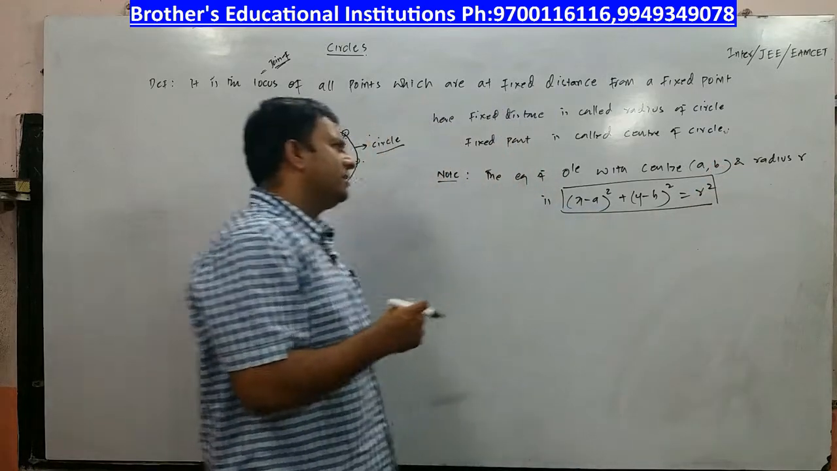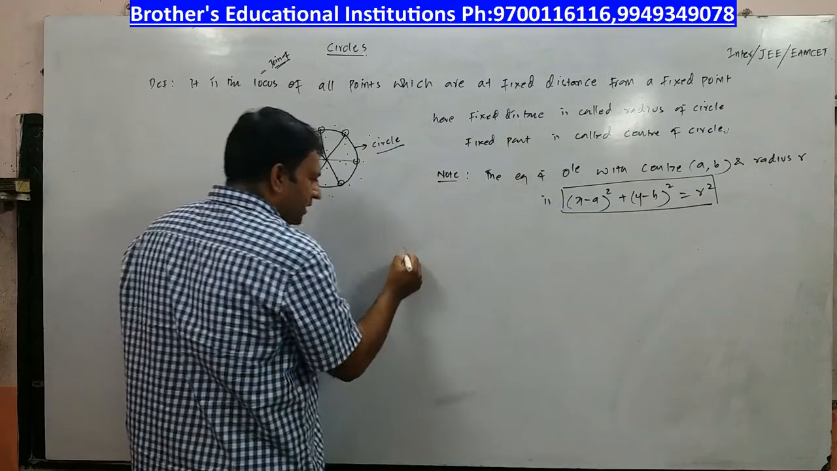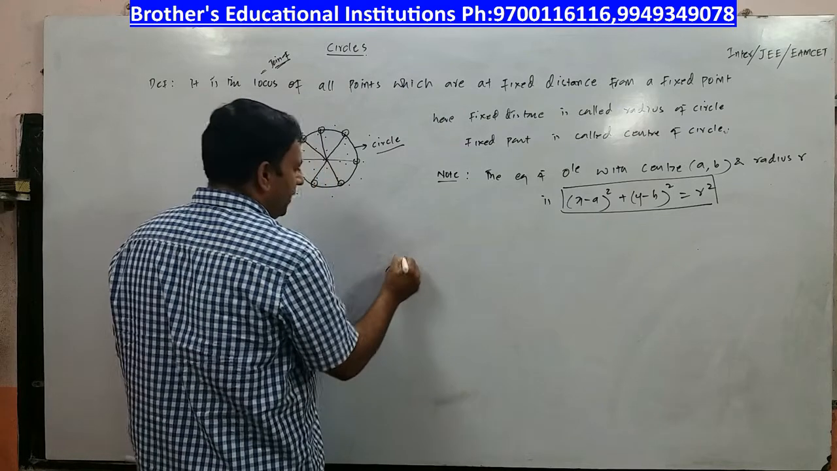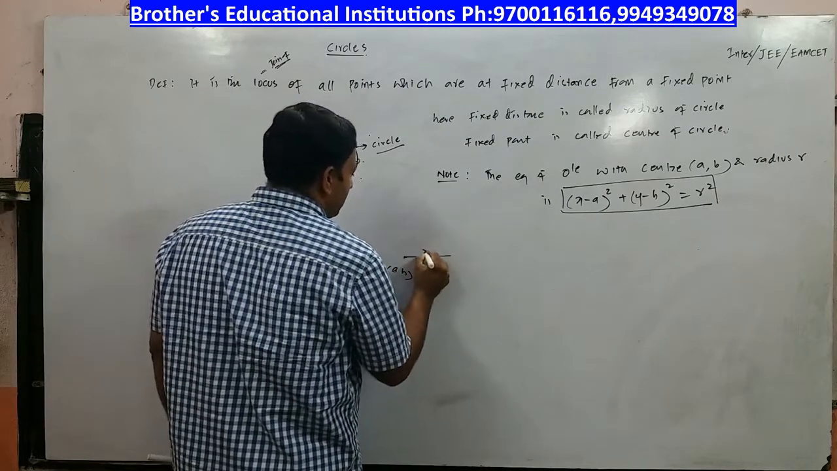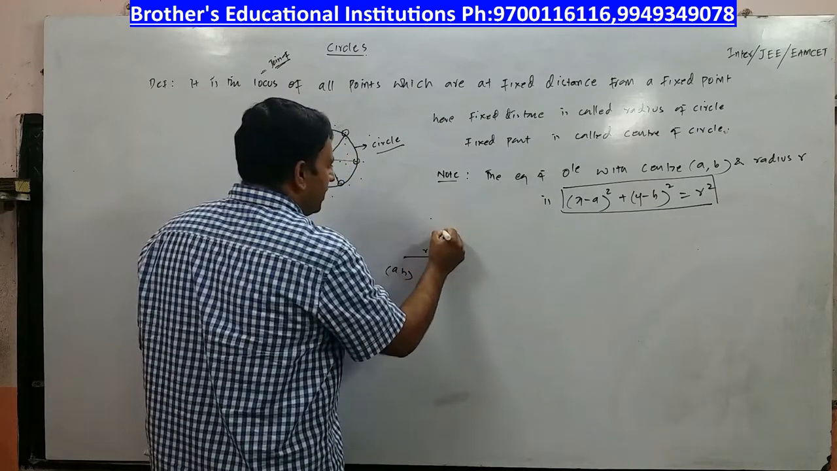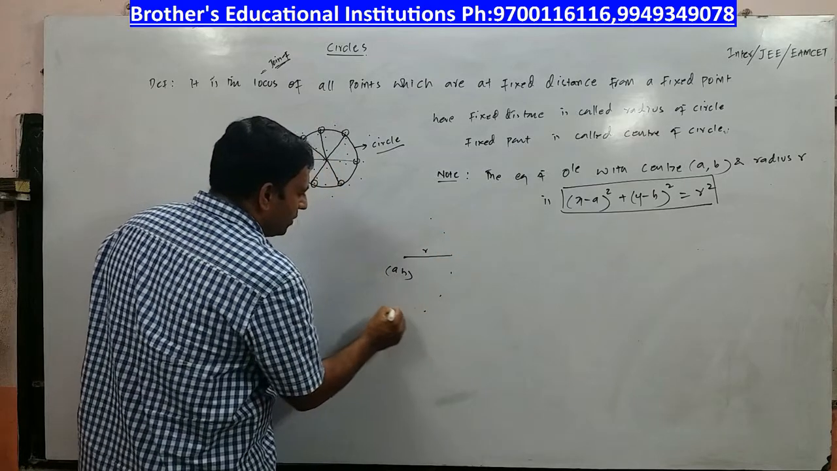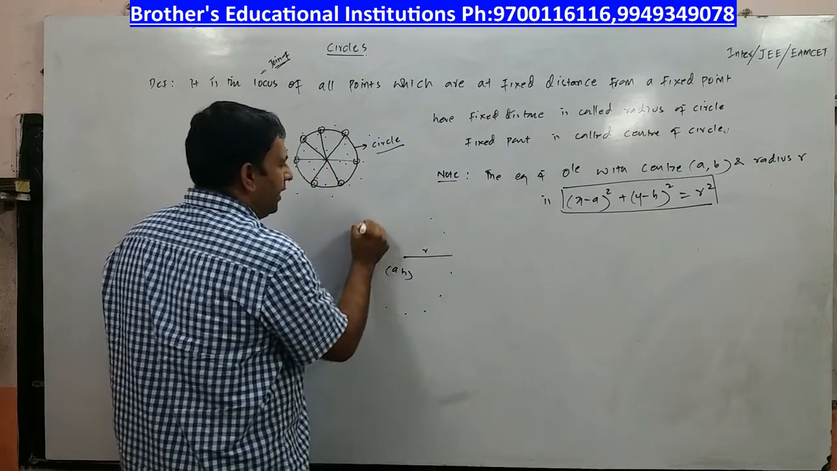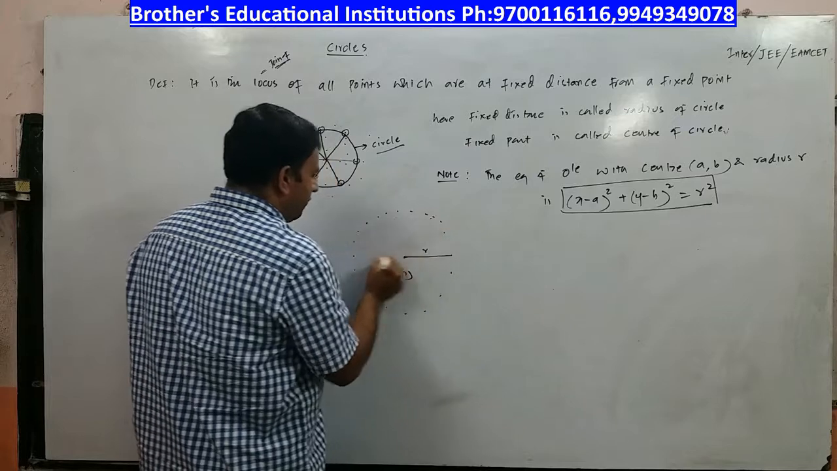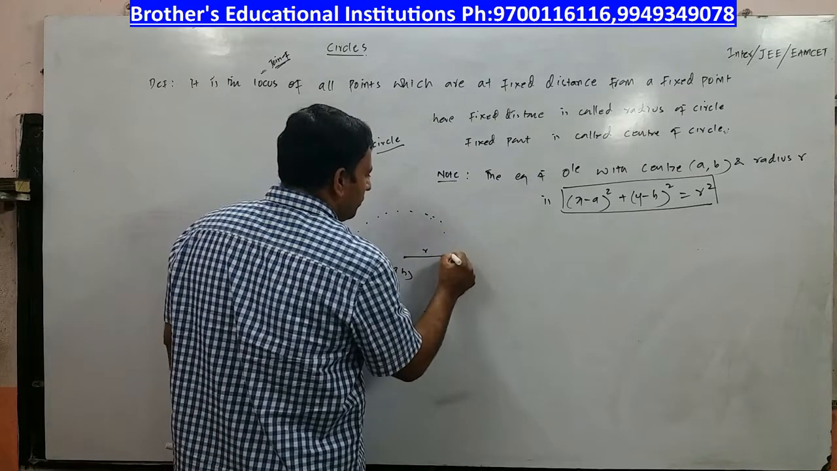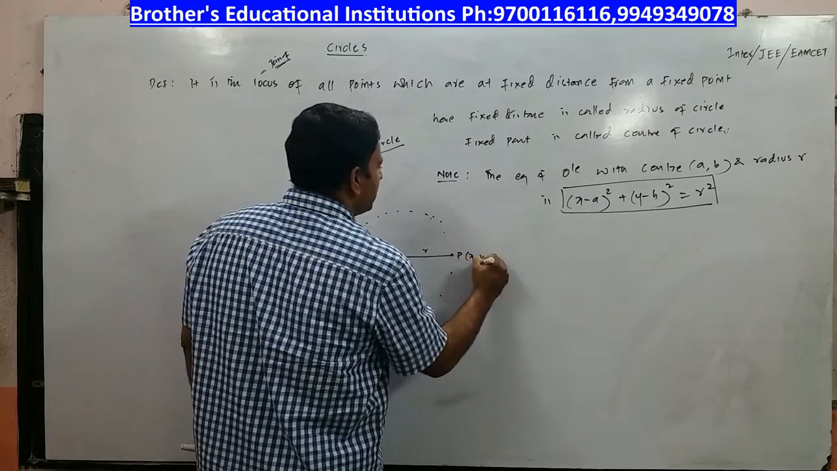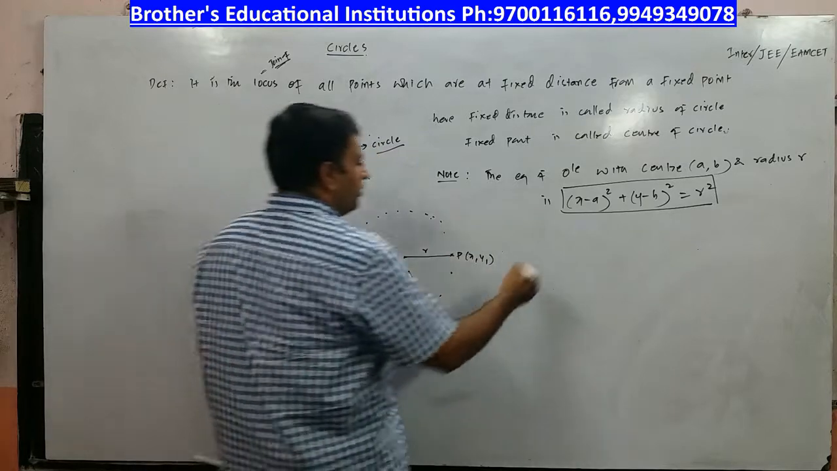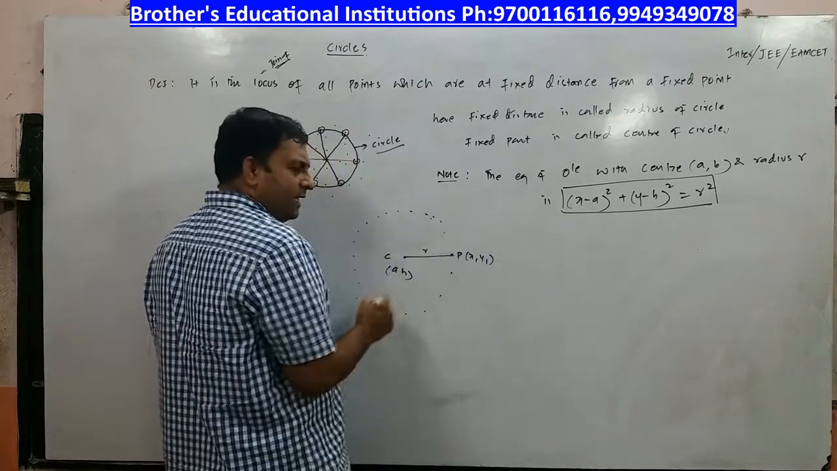Sir, how did you get this, sir? Very simple. I told you there is a fixed point (a, b), and a fixed distance, this is called r. Now we have to collect all those points around this point which maintain a distance of r units. Let us assume one of those points as P(x1, y1). Let me call this center as C.